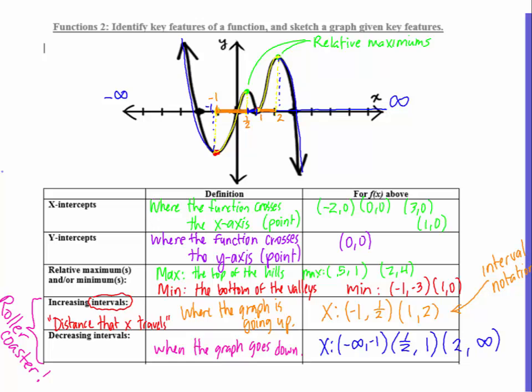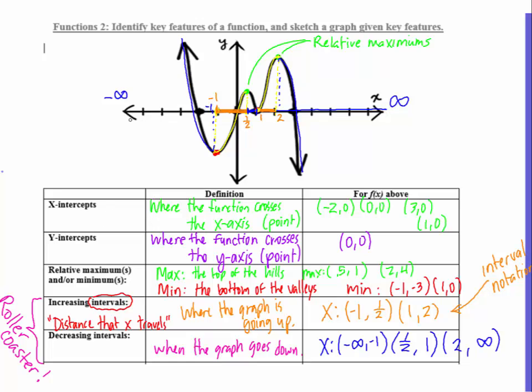We're going to be finishing out notes today, talking about key features, qualities, and characteristics of graphs, and being able to identify them and label them. So yesterday we went over 5 key qualities, 5 key features. The first 2 were relatively easy. They were the x-intercepts and the y-intercepts.